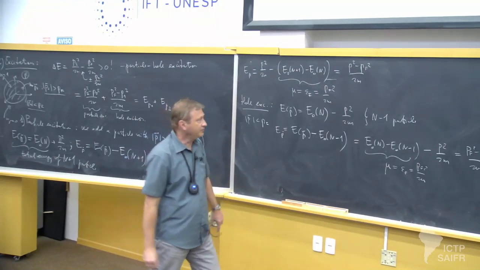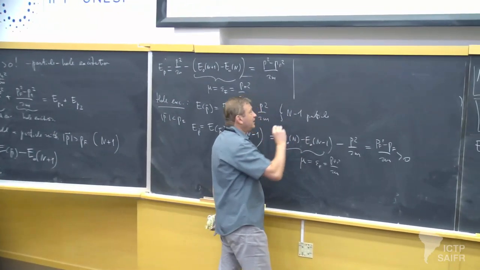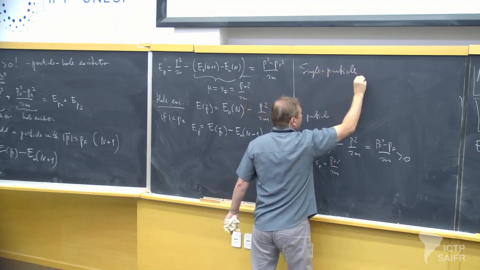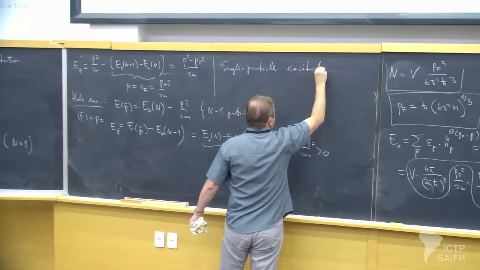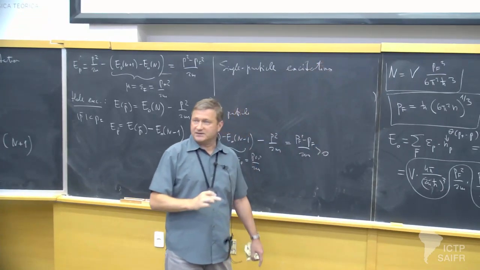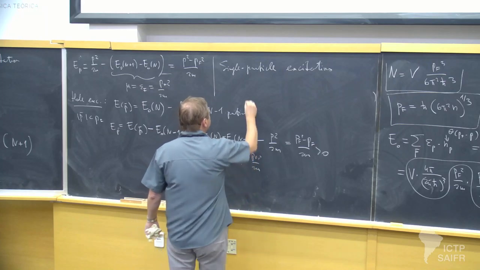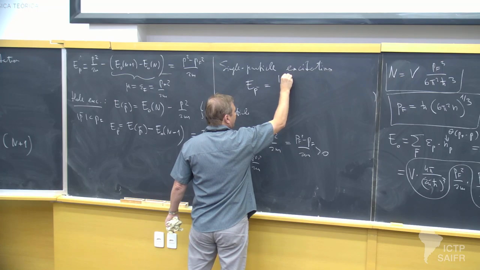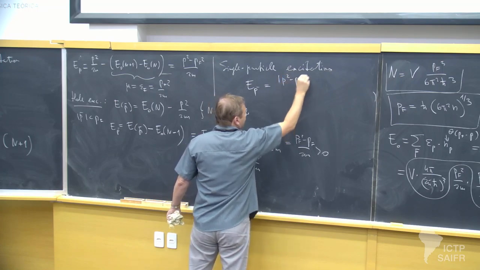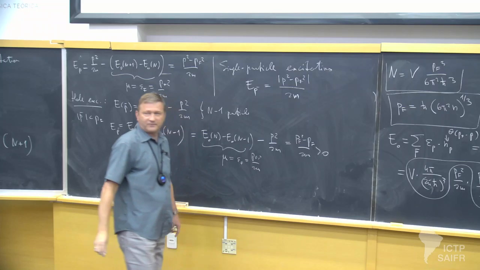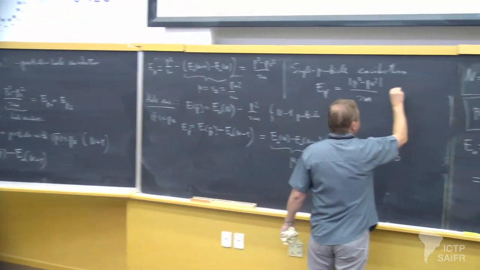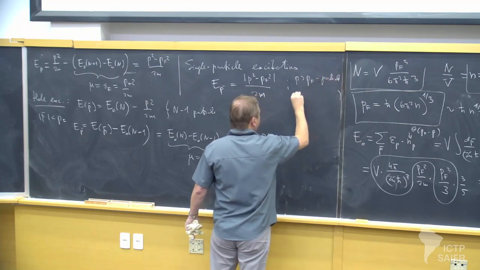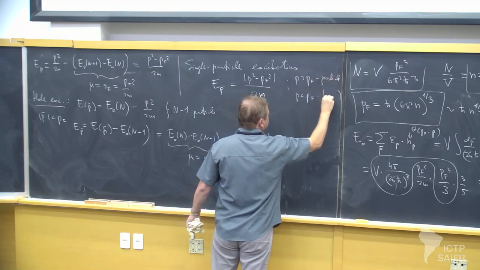So therefore, single particle excitation, which is particle excitations or hole excitations, has the following dispersion. When P is larger than PF, these are particle excitations, and when P is smaller than PF, these are hole excitations.